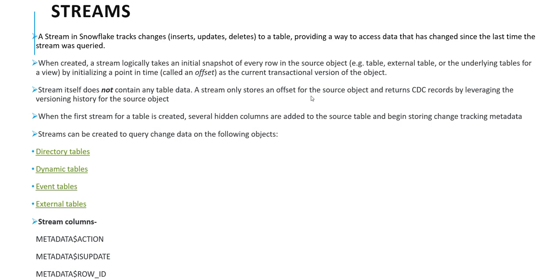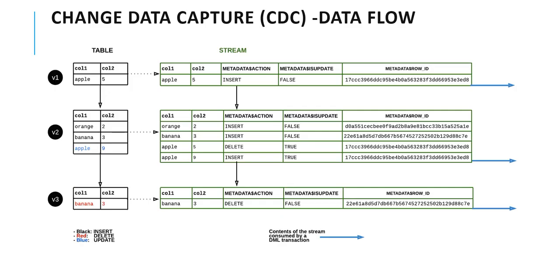A stream only stores an offset for a source object and returns CDC records. When the first stream for a table is created, several hidden columns are added to the source table and store change tracking metadata. Streams can be created to query change data on the following objects: directory tables, dynamic tables, event tables and external tables. The stream columns added to the existing table are metadata action, metadata update and metadata row ID.